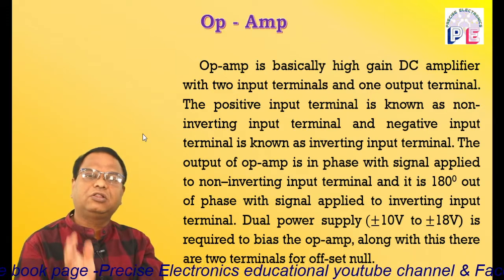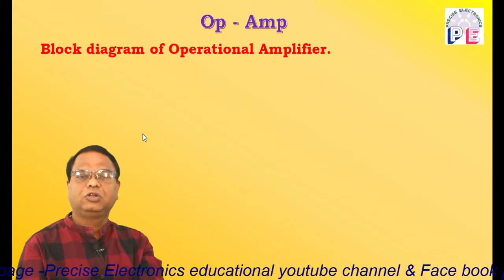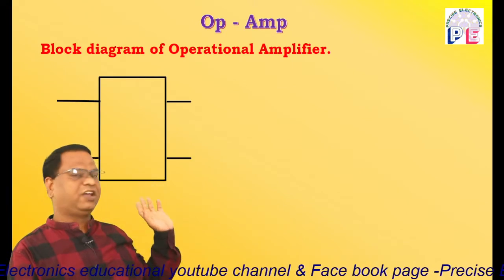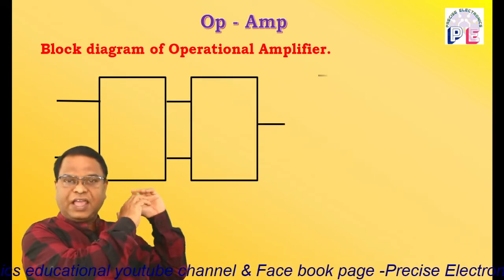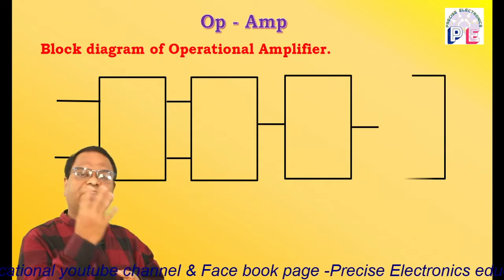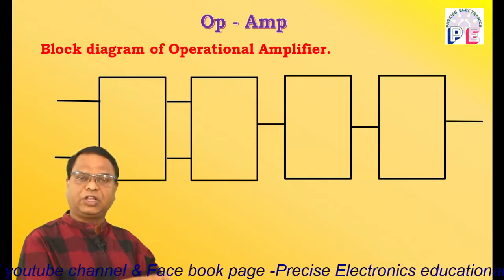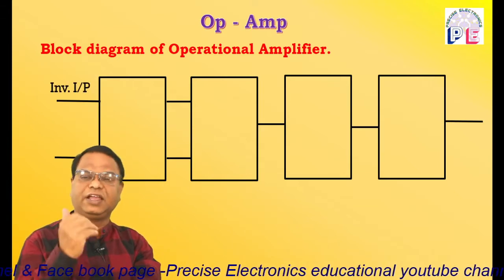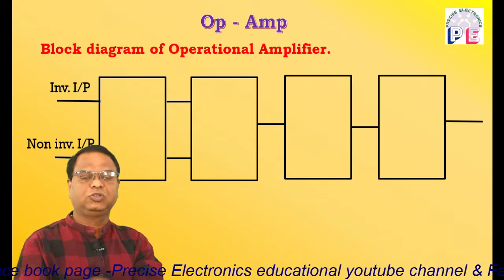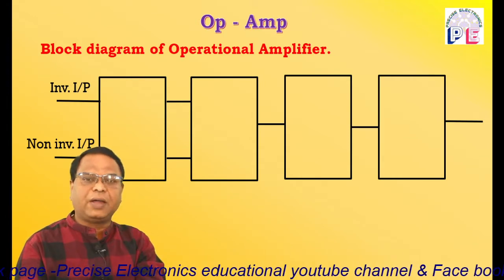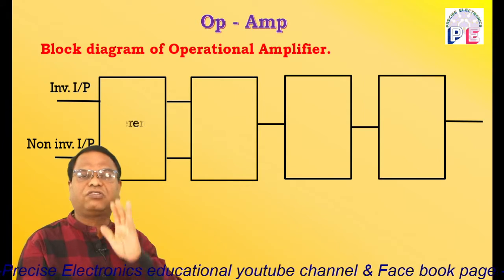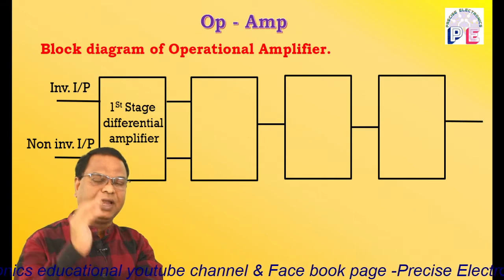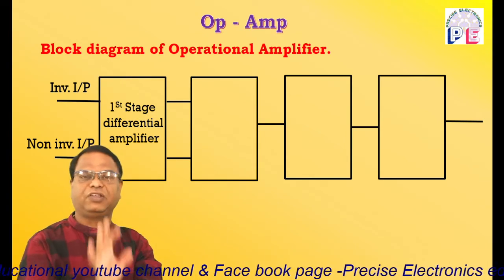Now we are going to study the block diagram of operational amplifier. The block diagram is now going to be displayed on your screen. From this diagram, it is clear that the OPAMP has 4 blocks. The two input terminals are there. The first input is the inverting input and the second input is the non-inverting input. These inputs are applied to the first block, that is the first stage differential amplifier.